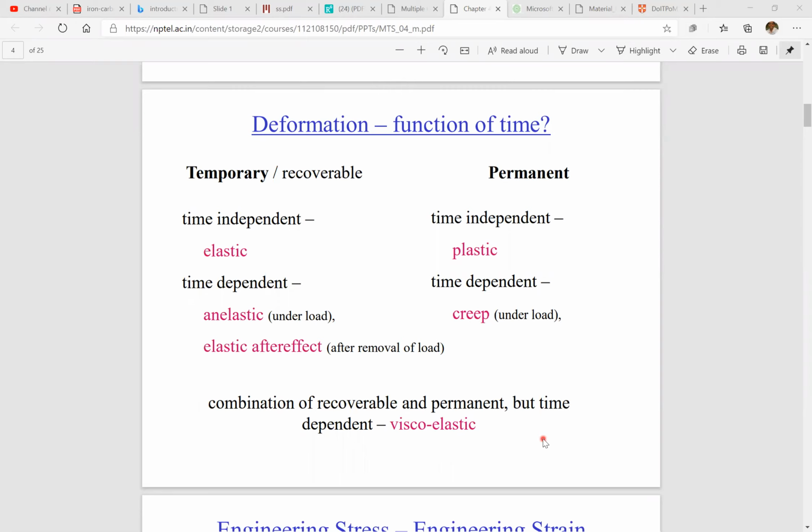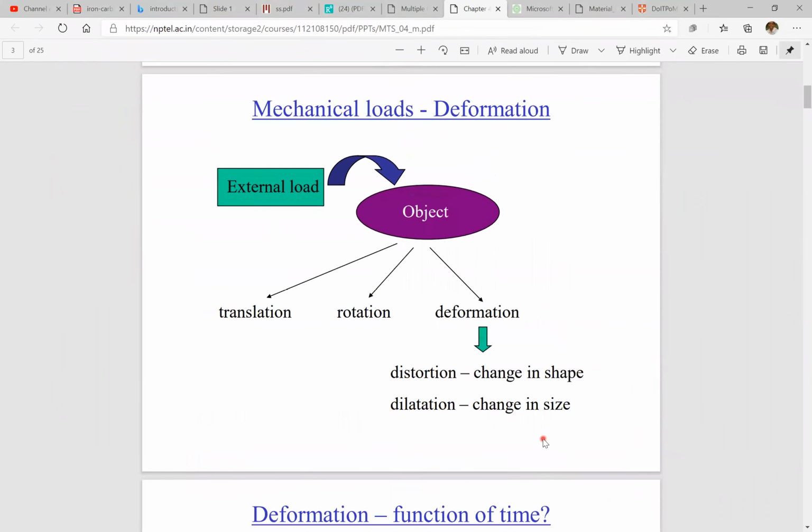So, in mechanical deformation, there is an external load. During the application of the external load, three cases may happen: translation, rotation, and deformation. When you try to apply a force on a body, that body may start to translate, may rotate, and may deform.